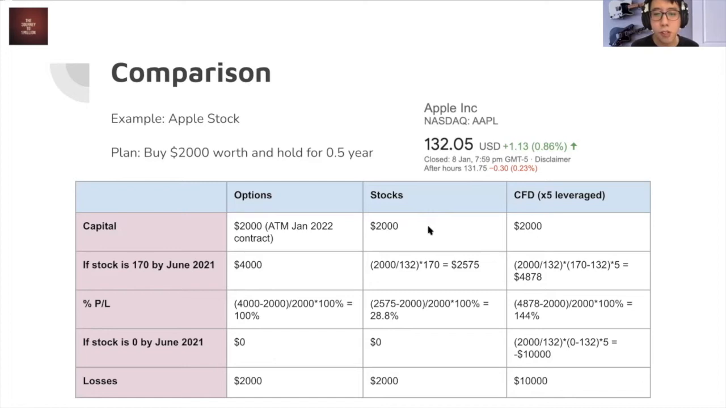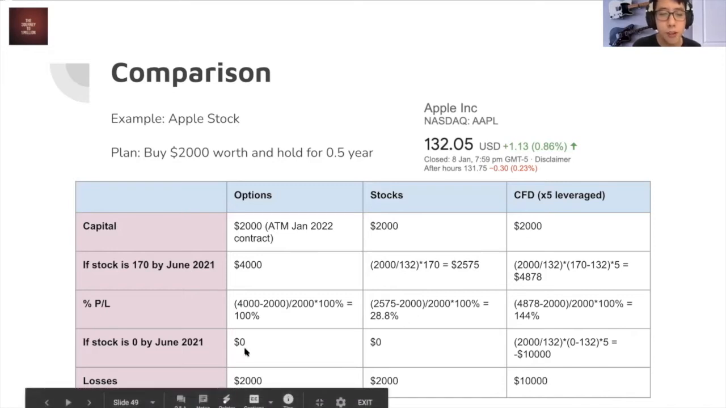So for stocks, if you just buy the underlying stocks and the stock price moves from 132 to 170, the ending value is actually 2,575. So your percentage gain is only 28.8%, which is about 3 times less than the options return. But if the stock goes to zero, the amount you lose is also the same, which is the capital that you have put in.